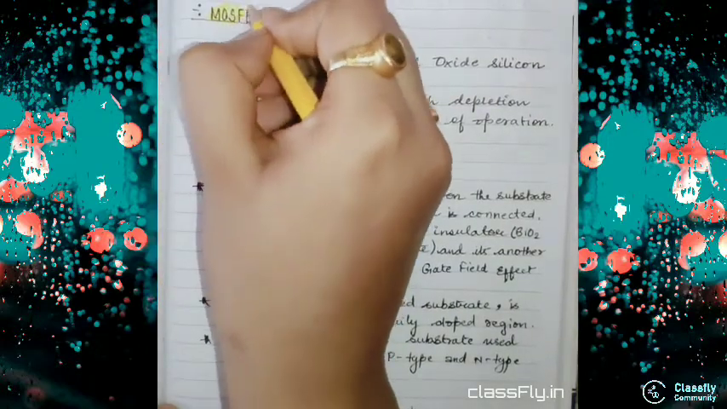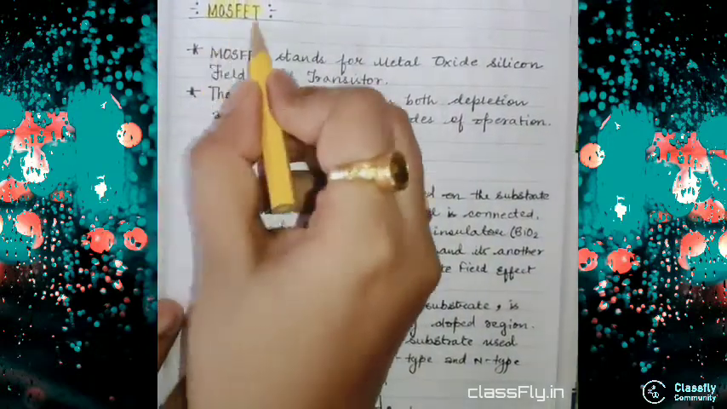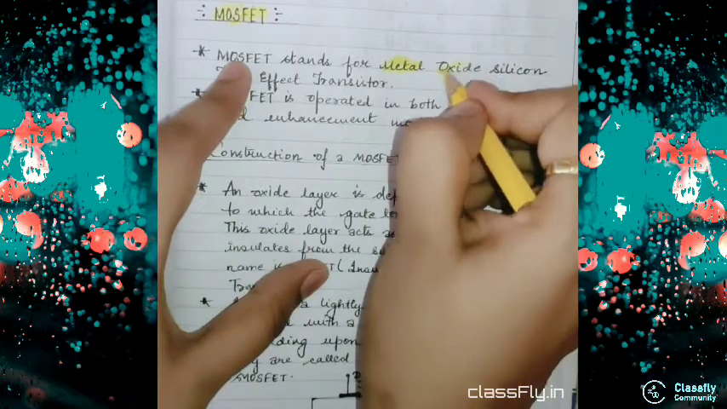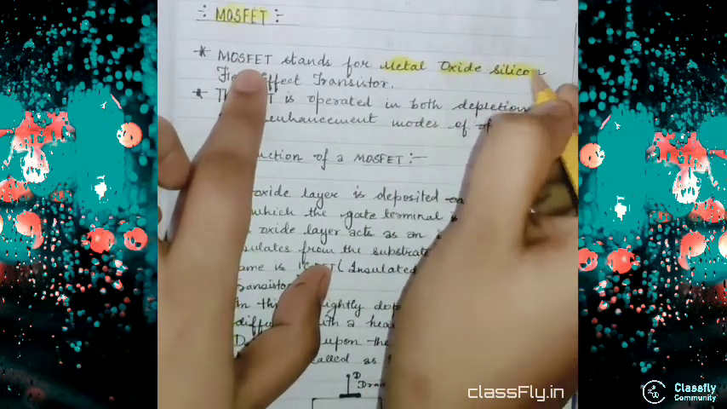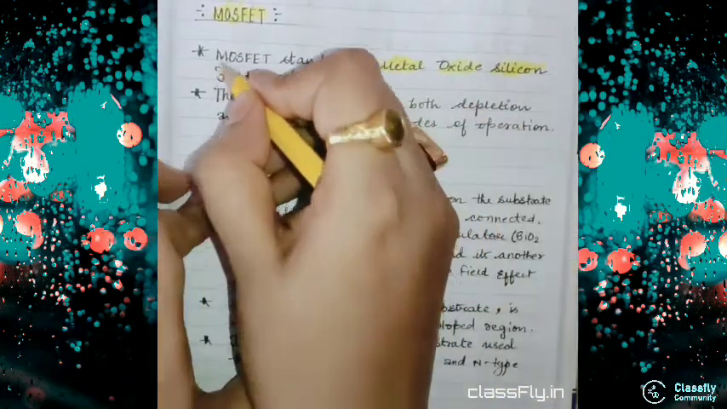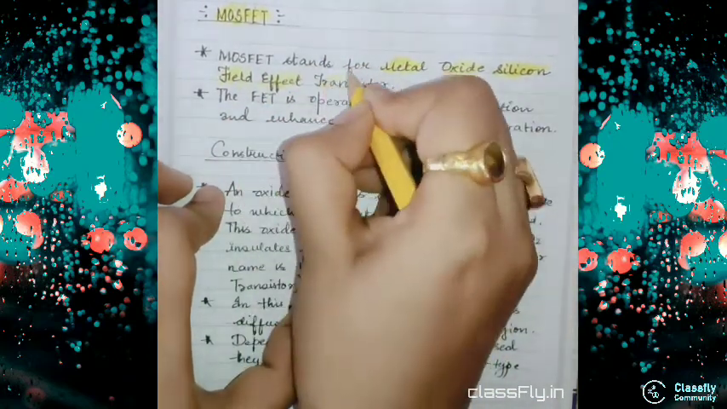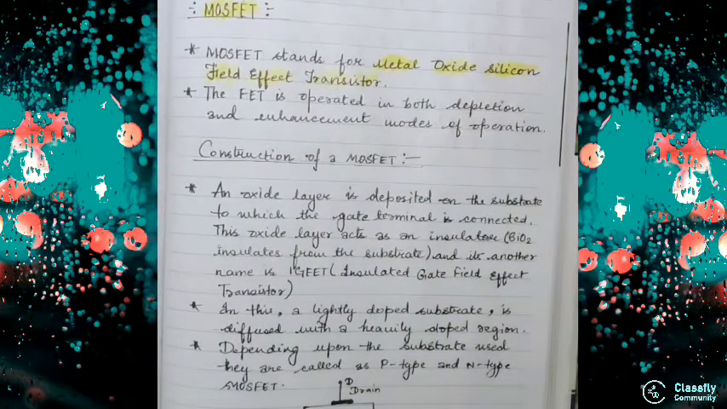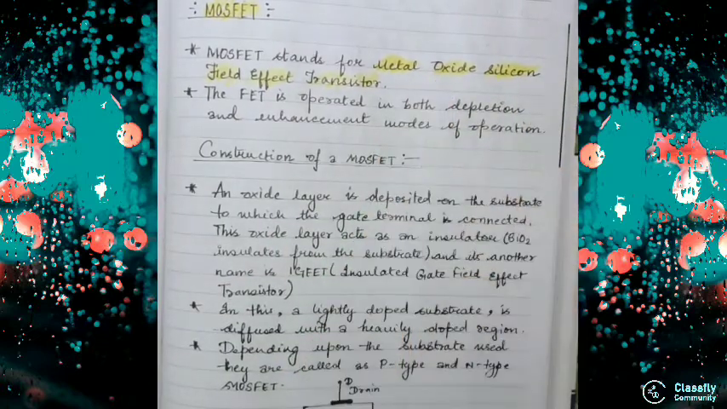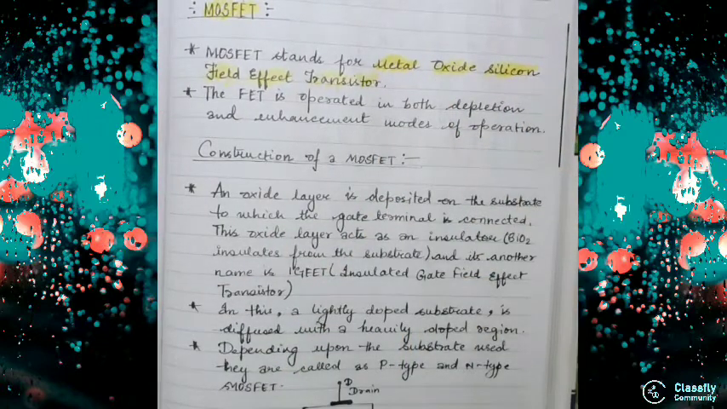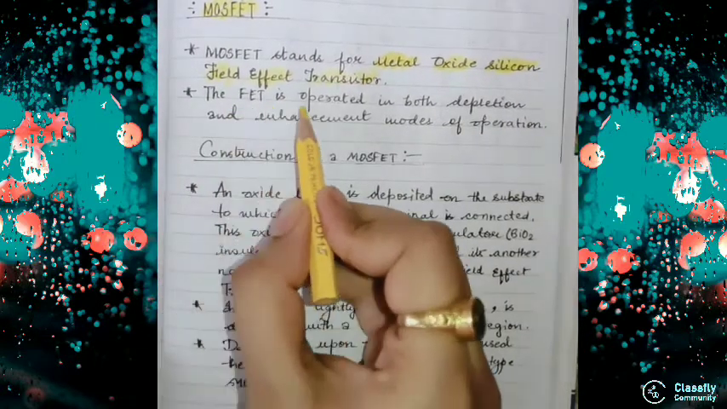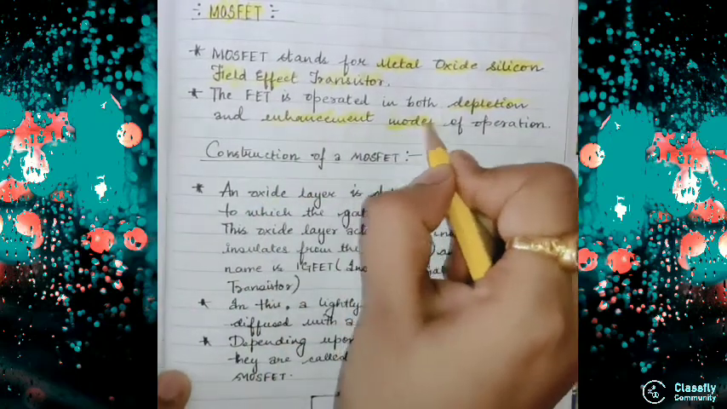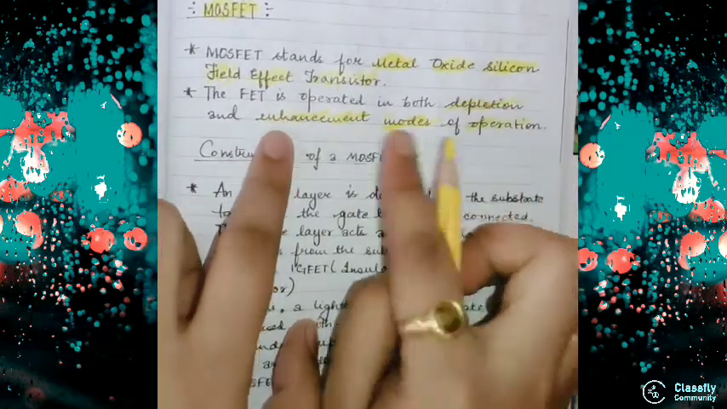So this is our topic, that is MOSFET. MOSFET stands for metal, oxide, silicon. That means M stands for metal, O stands for oxide, S stands for silicon. And FET means field effect transistor. We have already done FET, right? We know about FET. And MOS is metal oxide silicon, so here we will be using the silicon oxide. That's why its name is stated as MOSFET. The MOSFET is operated in both depletion as well as enhancement mode of operation. We will learn what depletion and enhancement mode are.